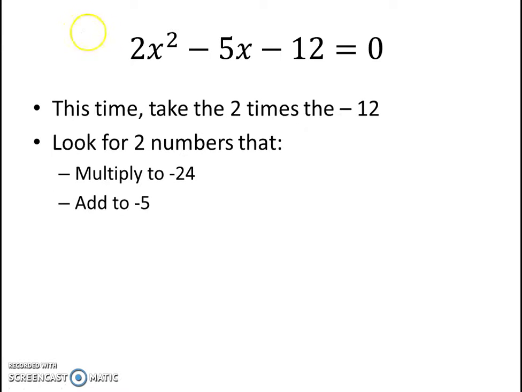Instead, we have to take the 2 that's attached to x squared and multiply it by the negative 12. So now we'll look for two numbers that actually multiply to negative 24 and add to negative 5. Feel free to pause and think of them on your own. Negative 8 times 3 equals negative 24. Negative 8 plus 3 equals negative 5. So we'll use the numbers negative 8 and 3.